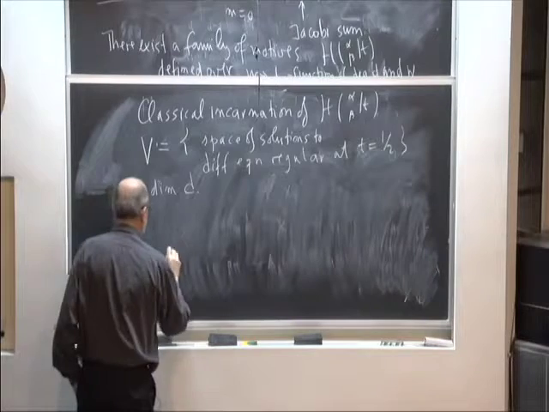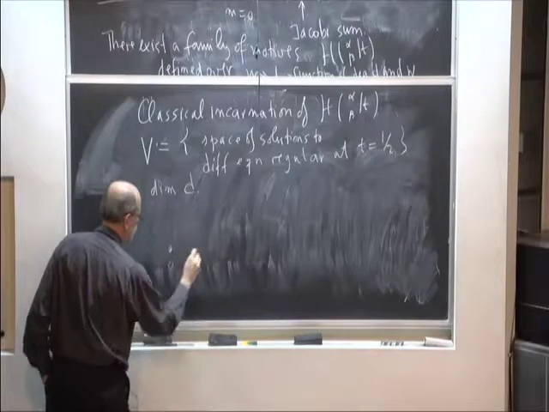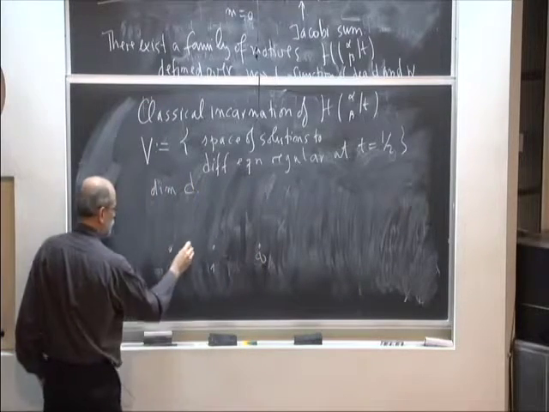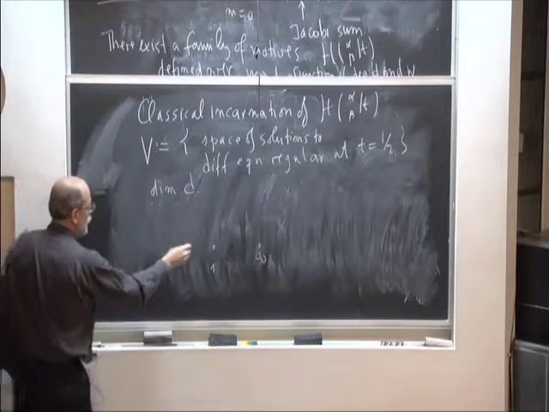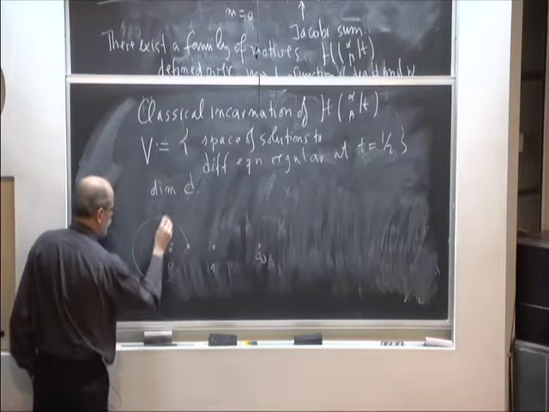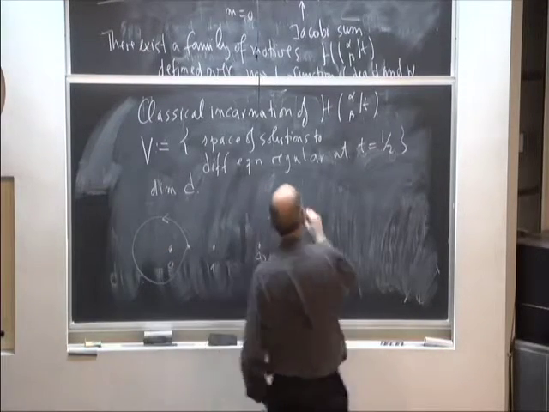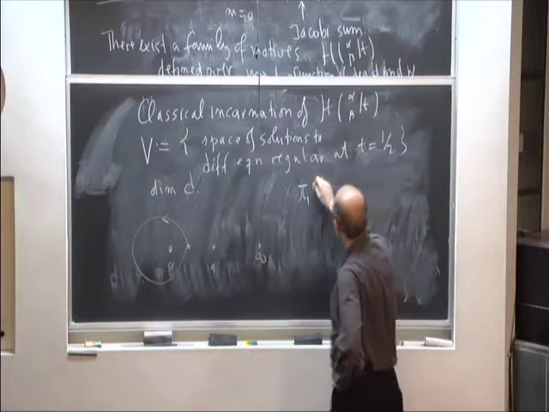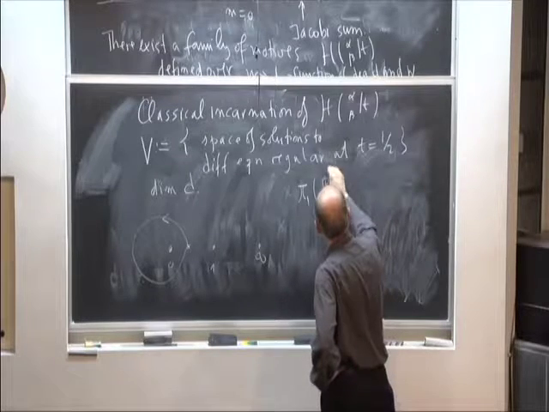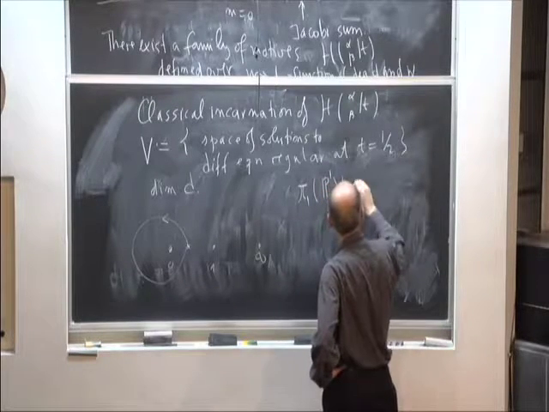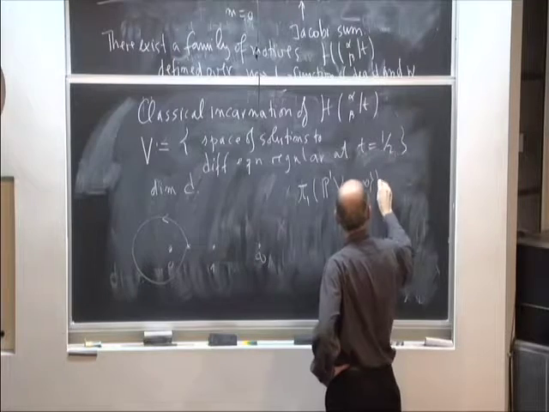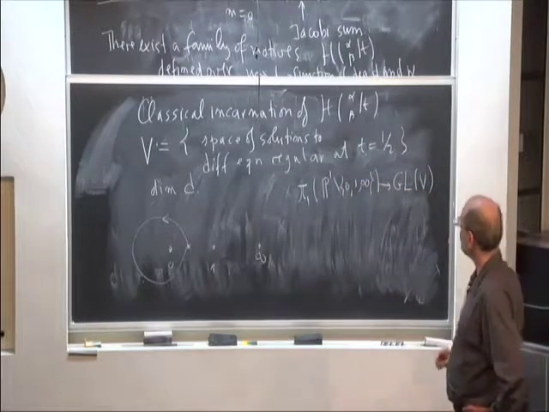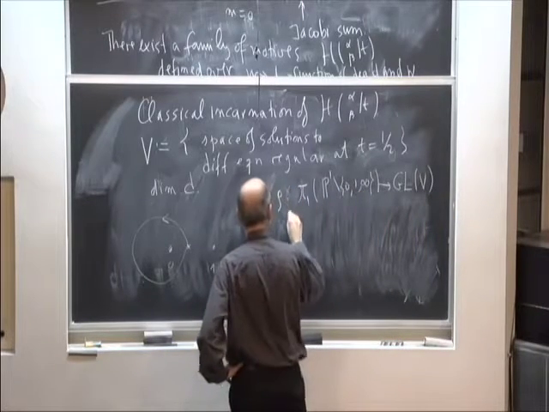So 0, 1, and infinity are the singular points of this differential equation. If you start your solutions at a half and you follow a path, then you can analytically continue the solution and you come back to another solution which might not be the same. And that process gives you a map from pi 1 of P1 minus 3 points to the general linear group on the space V. And this is the monodromy representation.